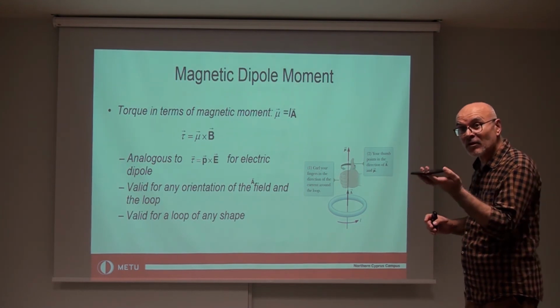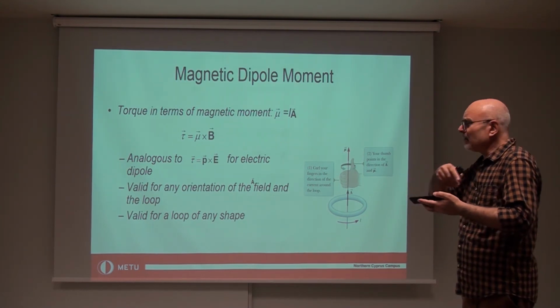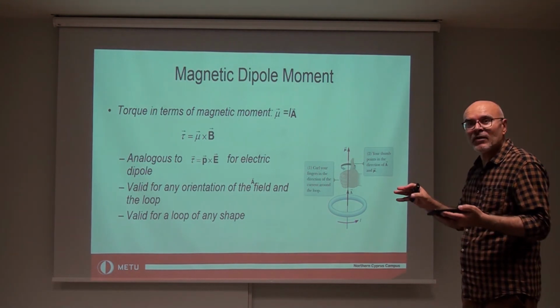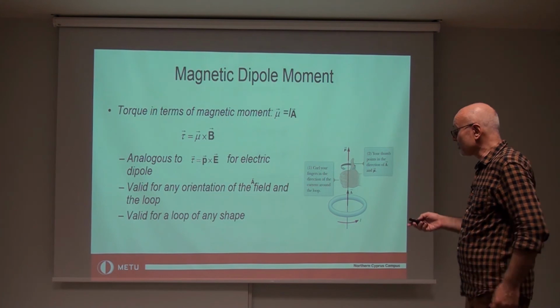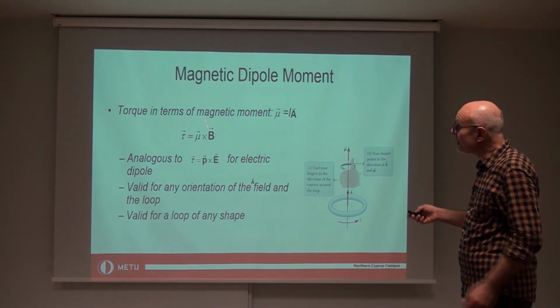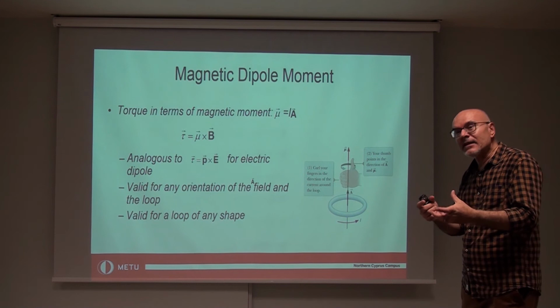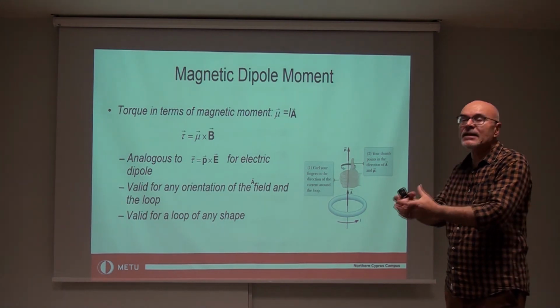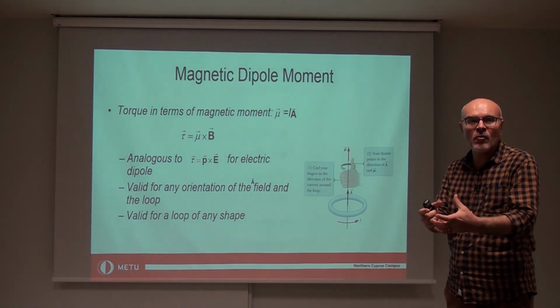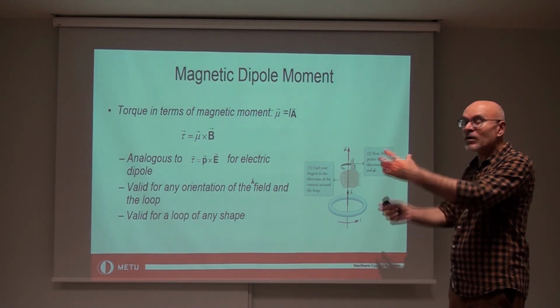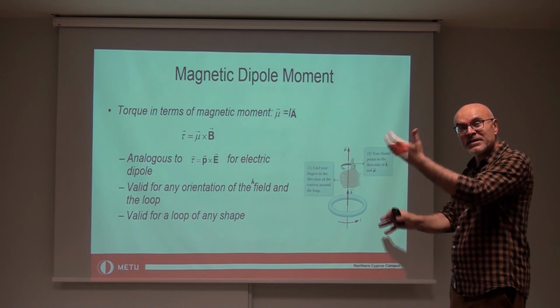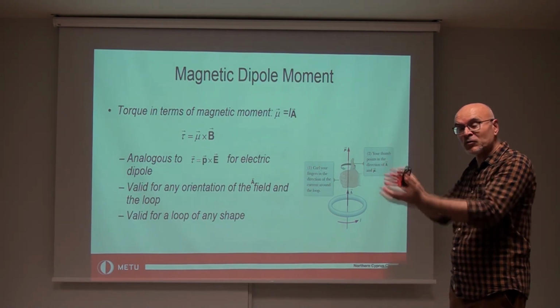And this applies not only for a rectangle or a circle, but for any shape, even any irregular shape. So this is where we can utilize this magnetic moment. We actually call any loop a magnetic dipole moment, because when you put it in a magnetic field, the field will exert a torque and it will rotate.